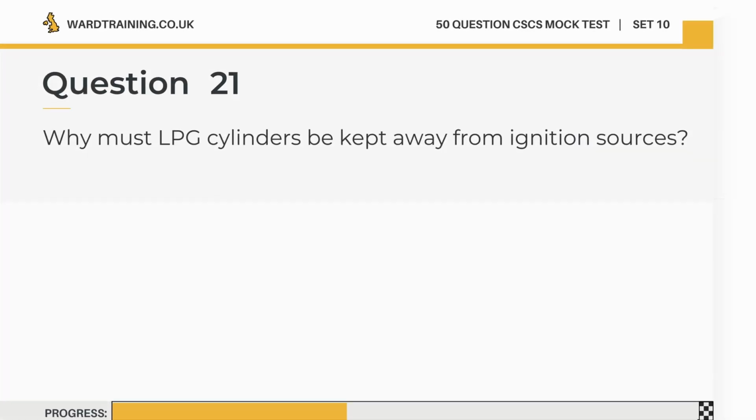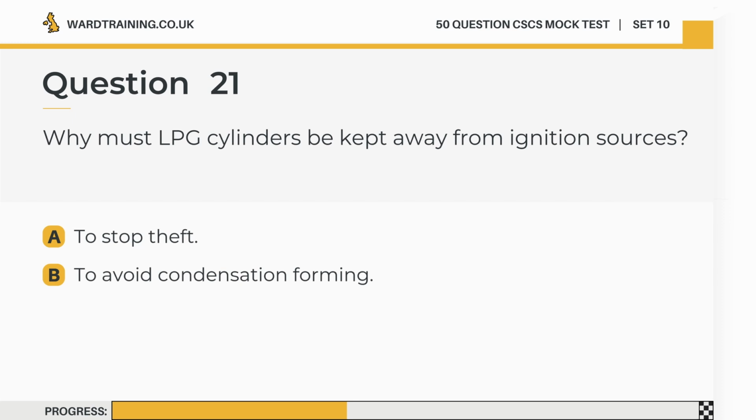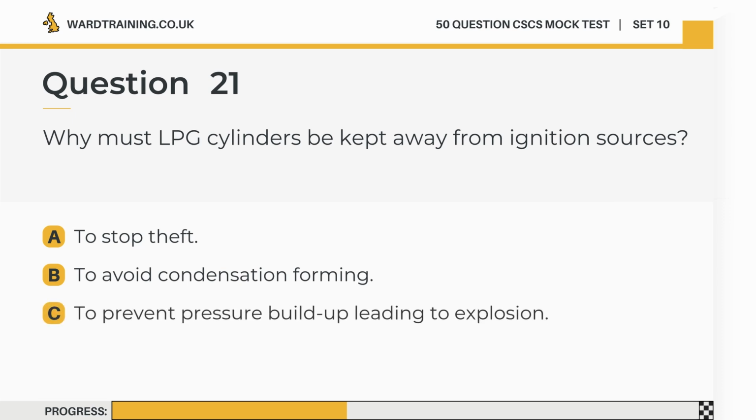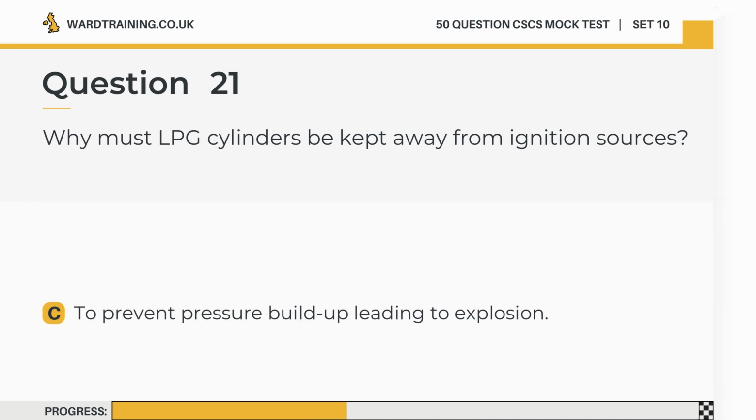Question 21. Why must LPG cylinders be kept away from ignition sources? A. To stop theft. B. To avoid condensation forming. C. To prevent pressure build-up leading to explosion. D. To regulate temperature. The correct answer is C. To prevent pressure build-up leading to explosion.